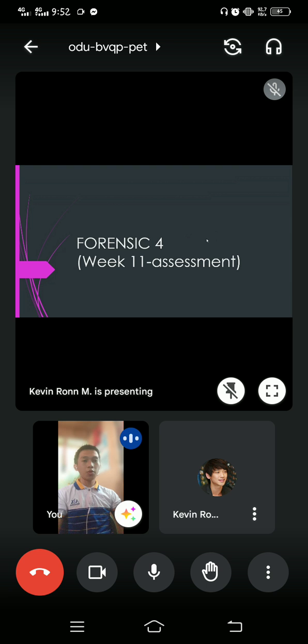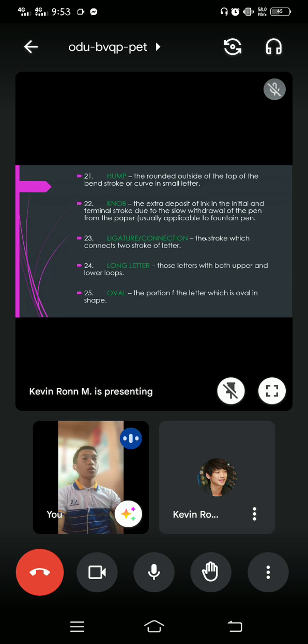I'm going to report now the Forensic 4 Week 11 assessment, the continuation of terminology concerning stroke characteristics. So let's start. Number 21, hump: the rounded outside of the top of the bend stroke, bend stroke, or curve in small letter. So that is hump.